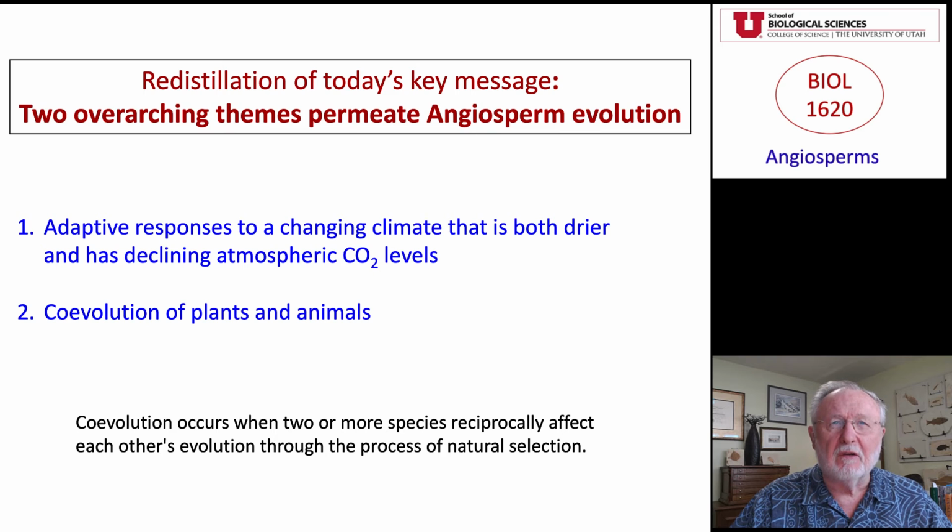The distillation of today's key message is that two overarching themes permeate angiosperm evolution. First, adaptive responses to a climate that is changing, both in terms of becoming drier and having declining atmospheric CO2 concentrations. And the second is the coevolution of plants and animals. Now, coevolution is a term that you might not have heard before, but it is a pattern that appears when two or more species reciprocally affect each other's evolution through the process of natural selection.